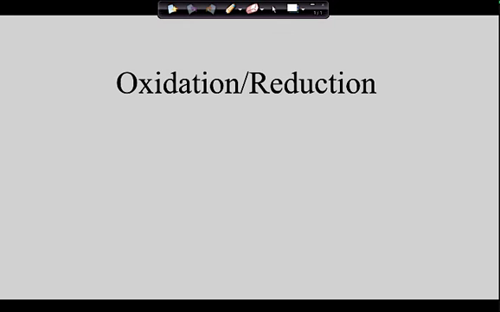All right, guys, oxidation reduction chemistry. Here's what we're going to do today. We're going to talk terminology. It's going to take us a couple slides. And then, guys, following that, you are going to learn to balance oxidation reduction reactions.